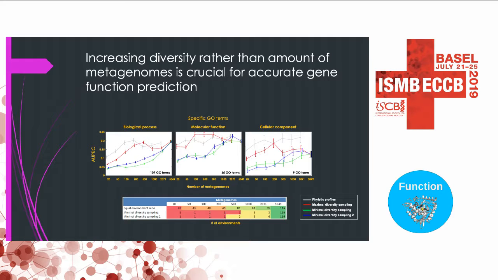So the simulation showed that a better strategy is to use maximal diversity sampling. So if we want to increase predictive accuracy of MPP, it's better to add metagenomes from diverse environments than just to add more metagenomes from a single environment.